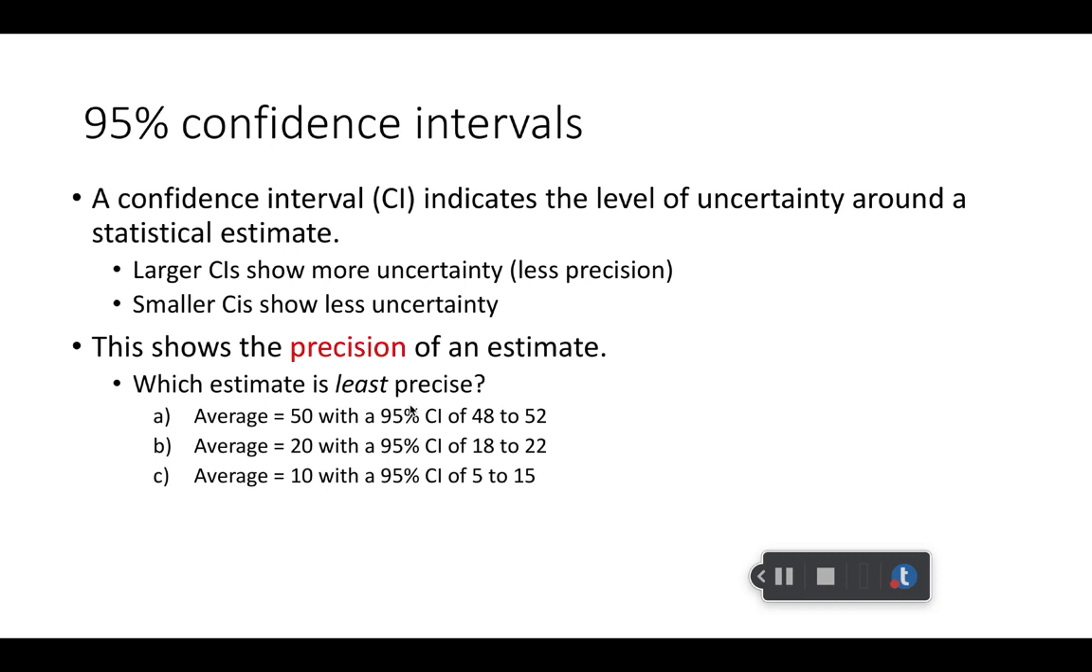How do you figure this out? Well, you figure out the margin of error. A confidence interval of 5 to 15 is a total of 10. The margin of error is 5. A confidence interval of 18 to 22 is a difference of 4. Margin of error is 2. The confidence interval of 48 to 52, also a difference of 4. Margin of error of 2. So the average with the largest confidence interval, or margin of error, is C.